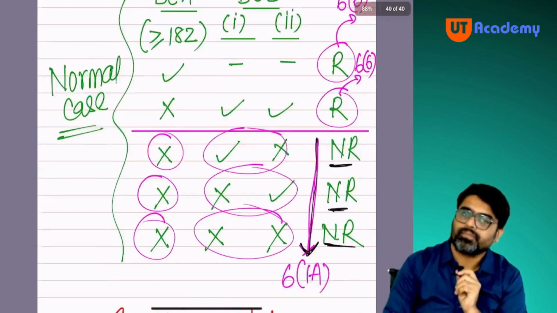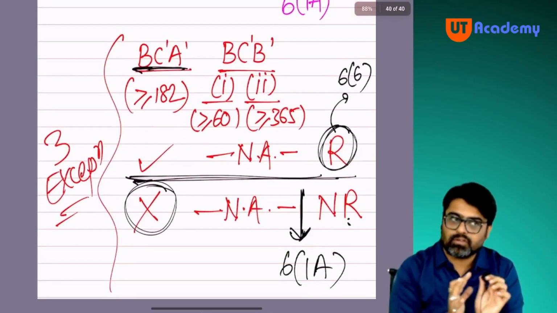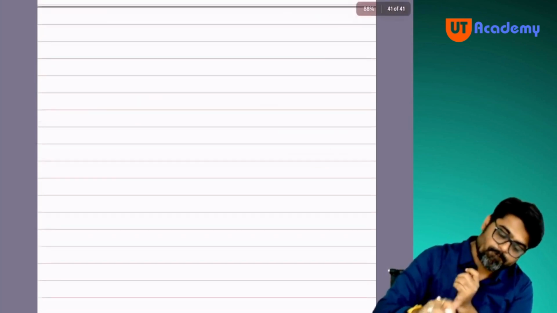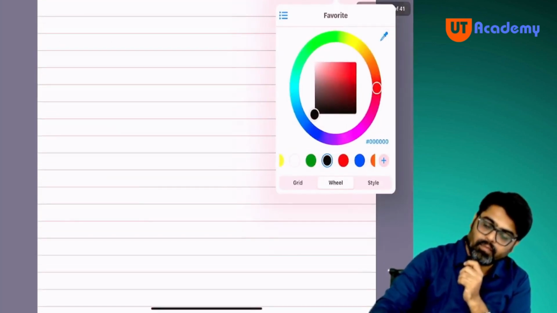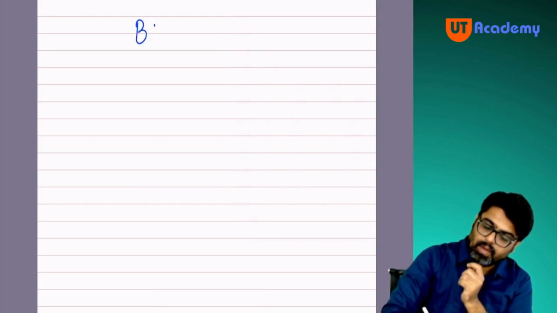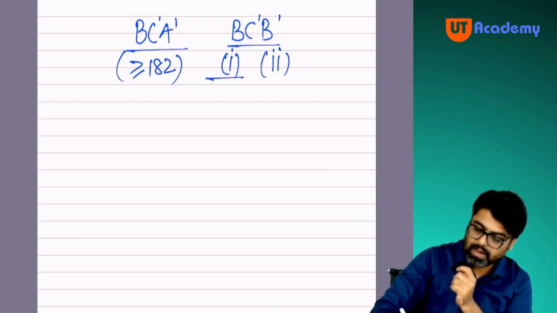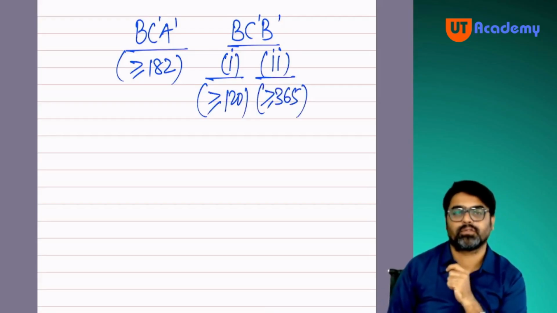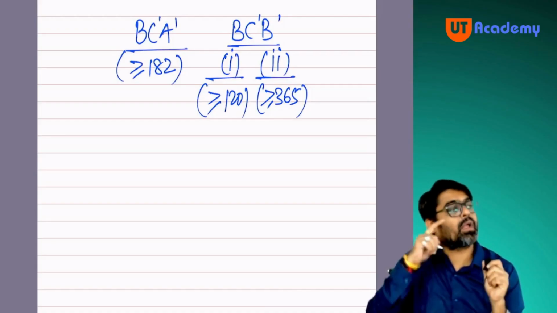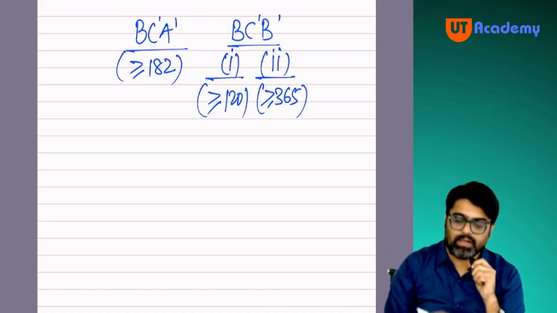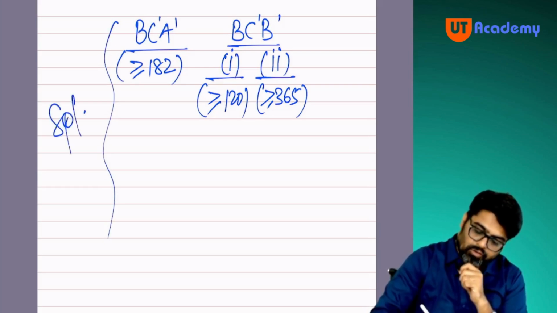Normal case understood? 3 exceptions you understood? This is the process which you have to follow. Yes or no? Now tell me, if I talk about basic condition A greater than or equal to 182 days, basic condition B, part 1 and part 2, which case am I talking about? Am I talking about normal case? Am I talking about exception? Or am I talking about special case? So this is your special case.